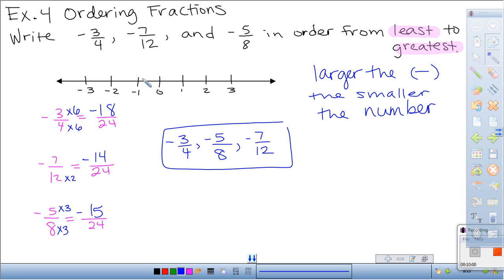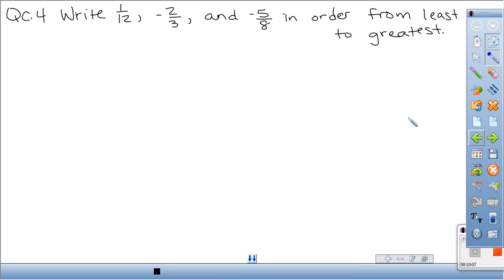This is the biggest negative, so it's the closest to -1. This is the smallest negative, so it's the closest to 0. Let's look at one more. This one's a little easier. They were nice to us and threw in a positive number. Write 1/12, -2/3, and -5/8 in order from least to greatest again.